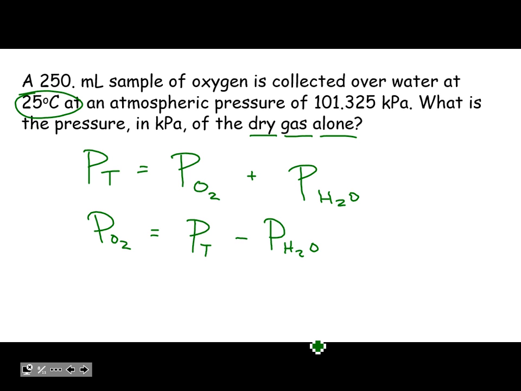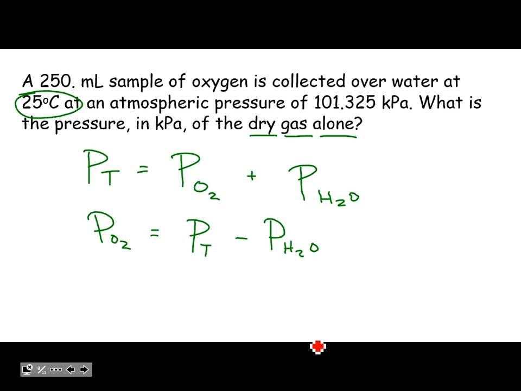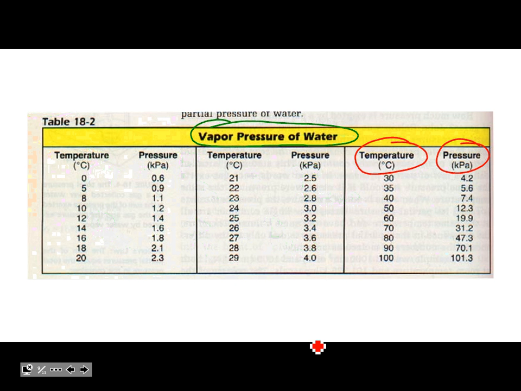Now you're going to get a chart today that is somewhat similar to this one. And what I'm looking at is the vapor pressure of water. And you can see that I have different temperatures and different pressures in kilopascals. So what I need to do, I had 25 degrees Celsius here. So if I look at 25 degrees Celsius, what is the vapor pressure of water?